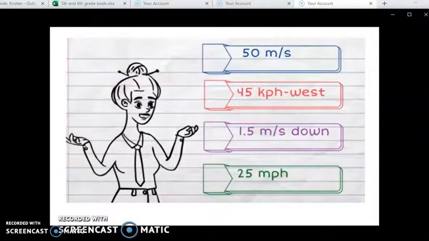All right, so let's look at this. I have 4 different answers here. I have 50 meters per second, 45 kilometers per hour west, 1.5 meters per second down, and 25 miles per hour. Of these 4, which ones are telling me simply speed, and which ones are telling me velocity?